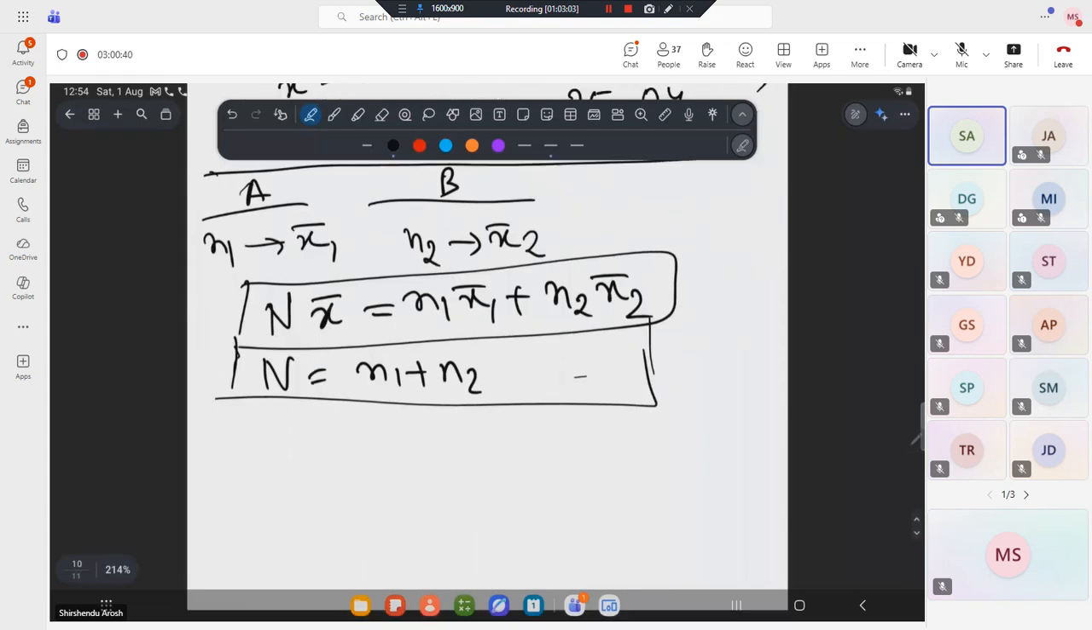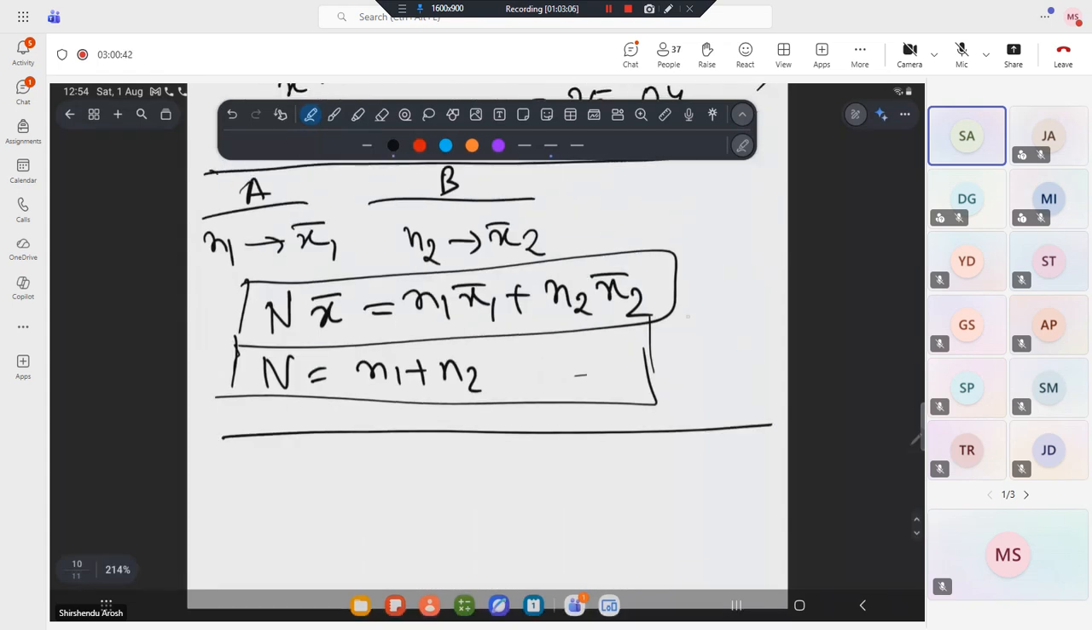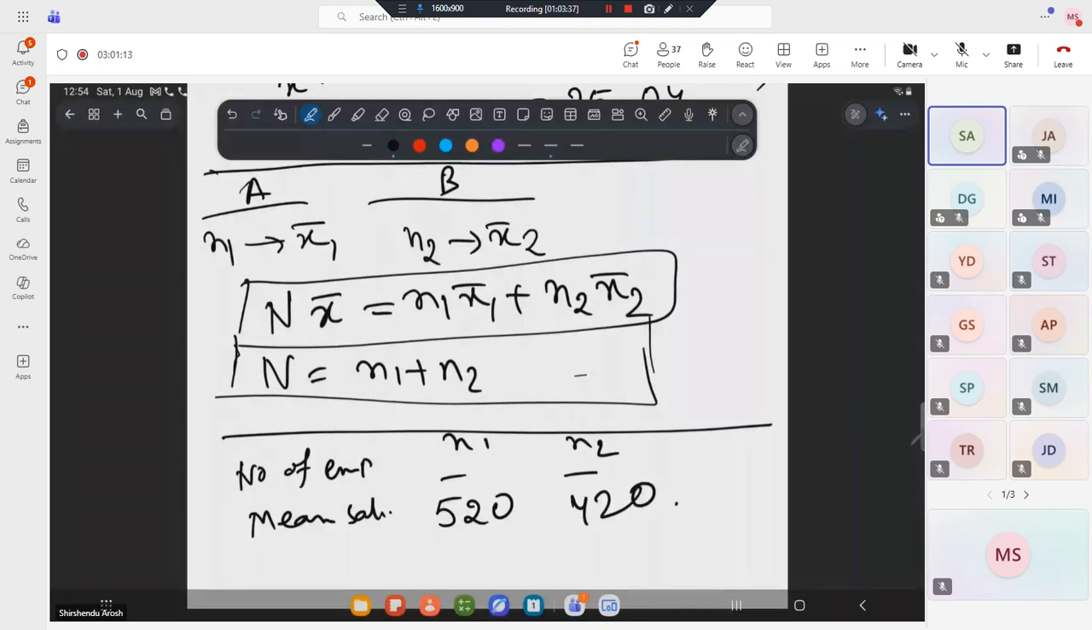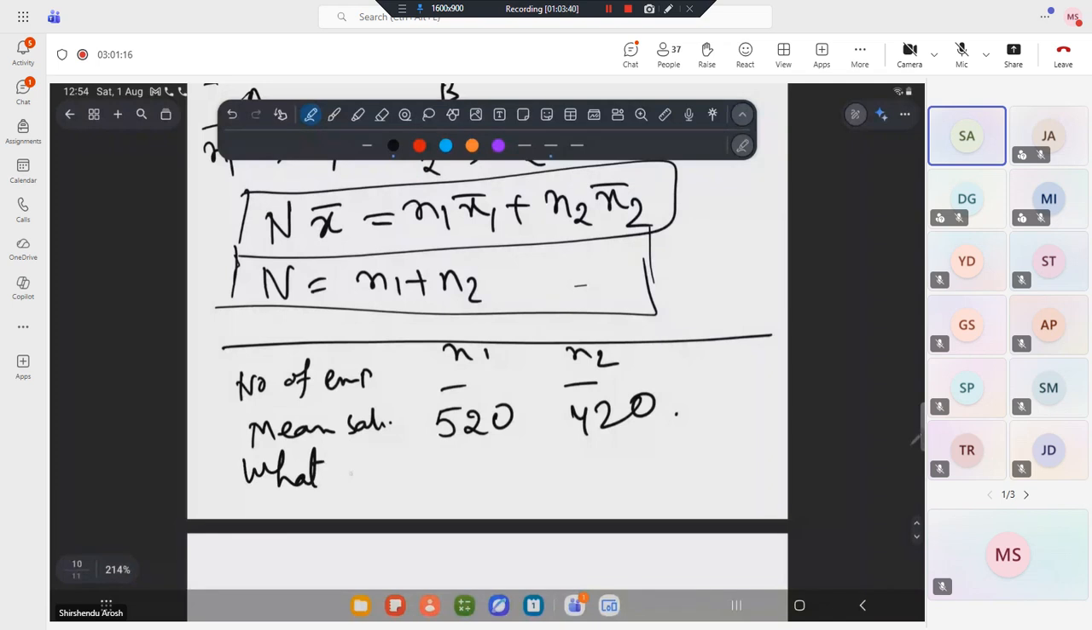Just a small problem, since we have talked about this. Say we have the number of employees and the mean salary. The numbers of employees, n1 and n2, we have no idea. The mean salaries are, say, 520 and 420. So what is the employee ratio, n1 by n2? They are asking for that.